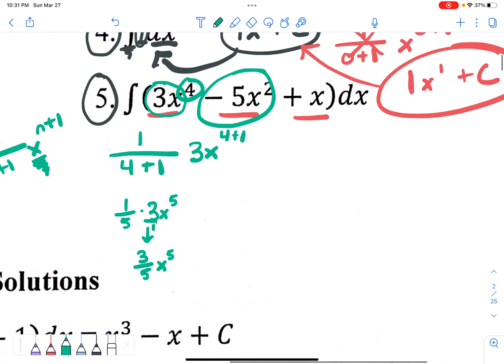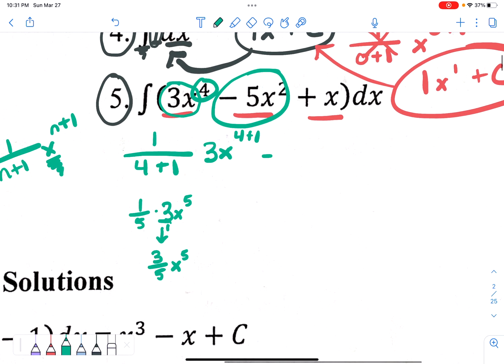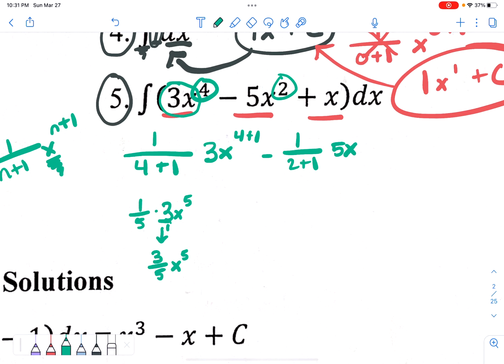This guy. Minus 1 over n plus 1. N is 2. So we do 2 plus 1. But we can't just put x. We have to put 5x to the n plus 1, which is going to be 2 plus 1, right? Okay, let's simplify it down here. So this is negative 1/3 times 5x to the 3rd.